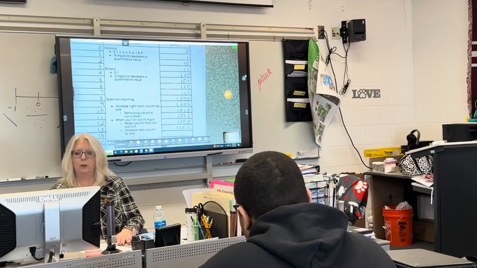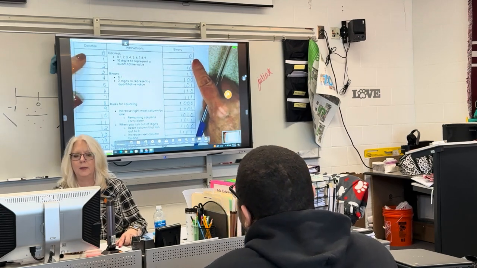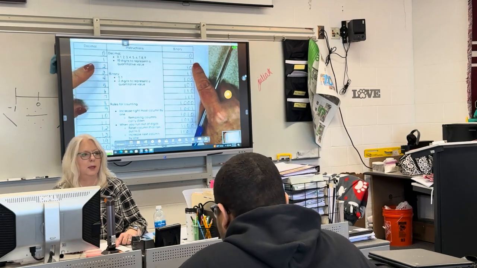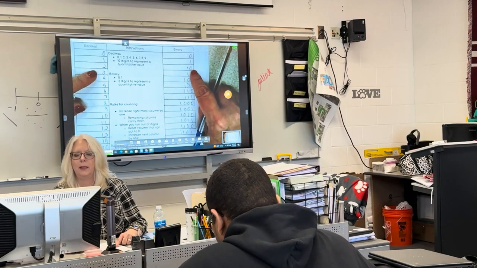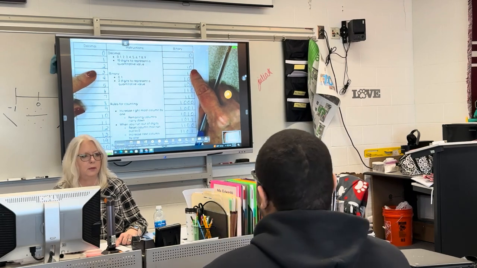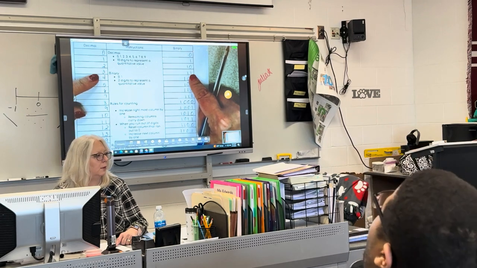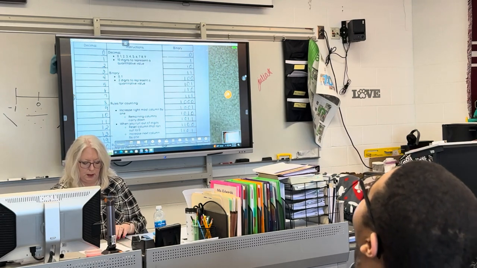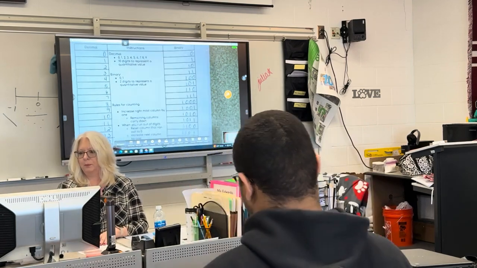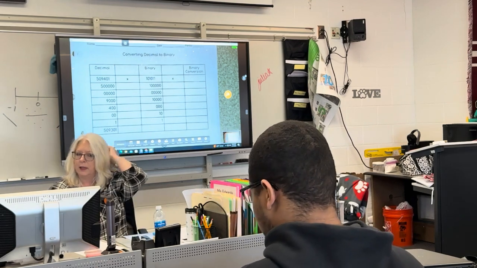Okay, so notice here, my decimal is 0, my binary was 0. My decimal was 1, my binary was 1. My decimal is 2 here. Here's my binary. Looks like 10, but it's really a 1 and a 0. This one's 3. This one looks like 11, but it's 1, 1. Okay, so let's take a look at some numbers on our next page. We're going to convert our decimal to binary.